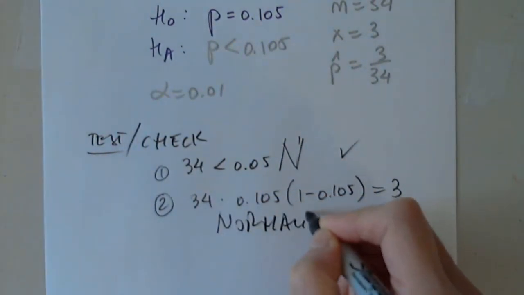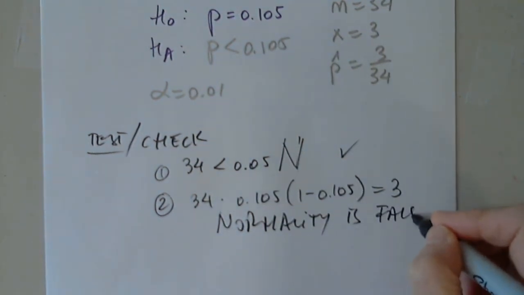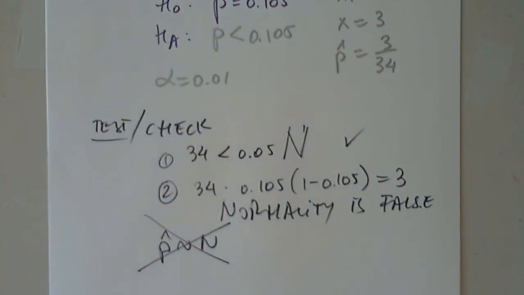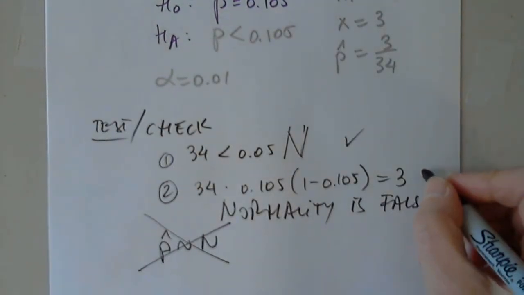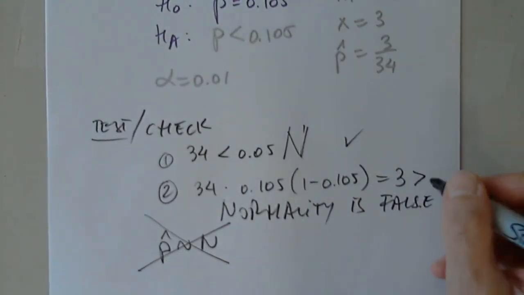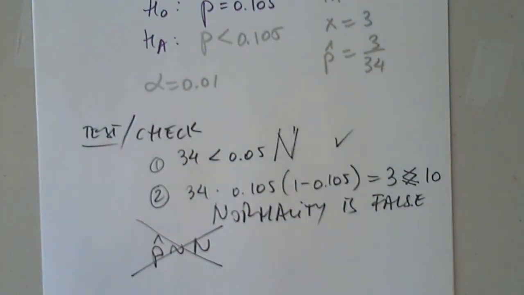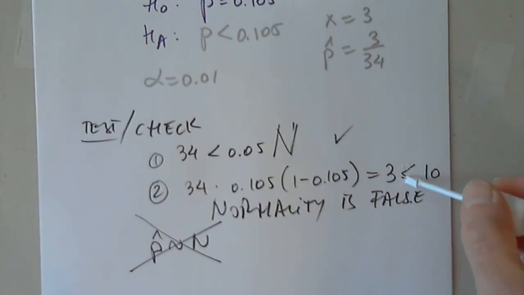Normality is false. I cannot say the p hat is approximately normal because it's not. One of the conditions is that this number has to be greater than or equal to 10, but it's not. I was going to say it has to be greater than or equal to 10, but it's under 10. So the condition of normality is not fulfilled, so we cannot conduct the test in the same way. Okay, so there is another possibility.